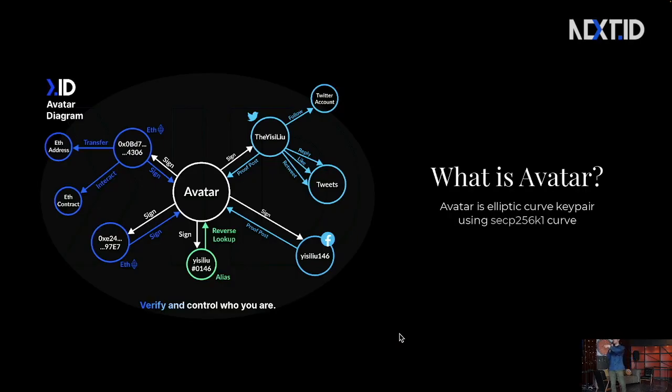So going back to this graph, the way you bind two identities together in the Next.ID protocol is that you have the avatar, which is a cryptographic key, and maybe you have an Ethereum address. Then you can create signed messages, which is going to be okay.